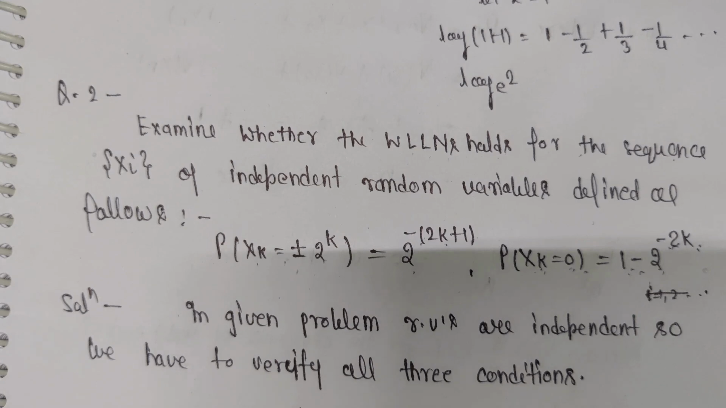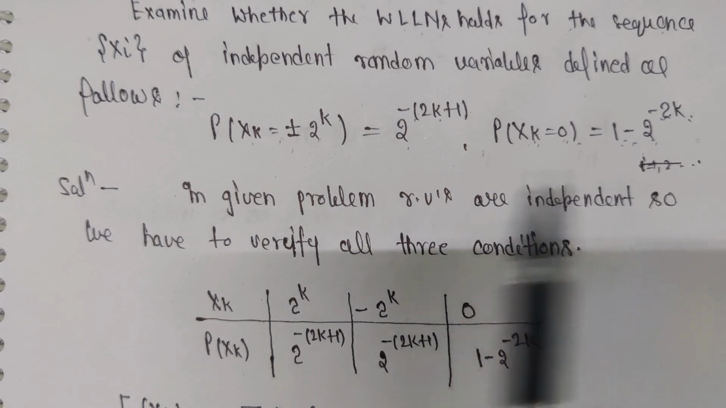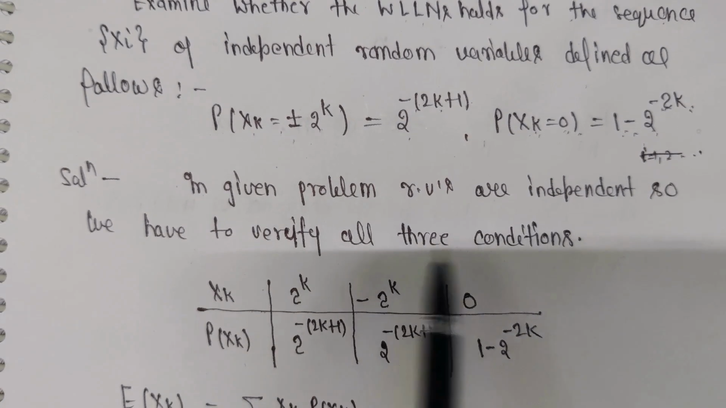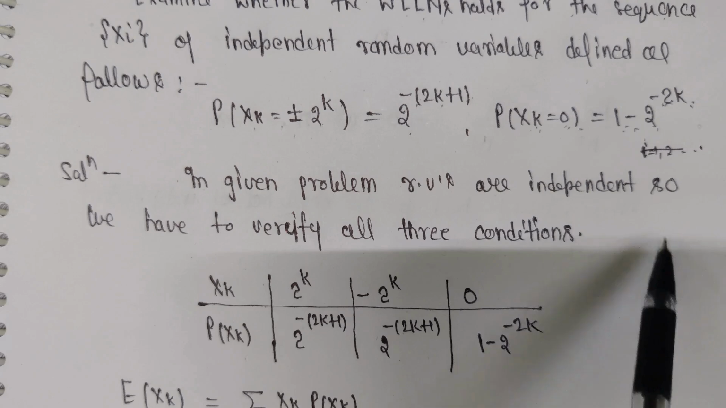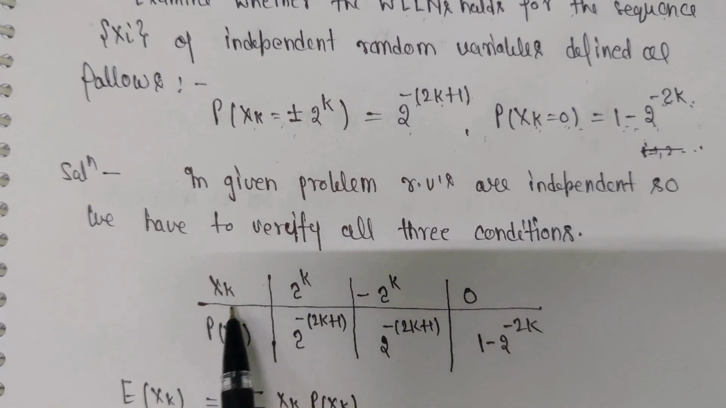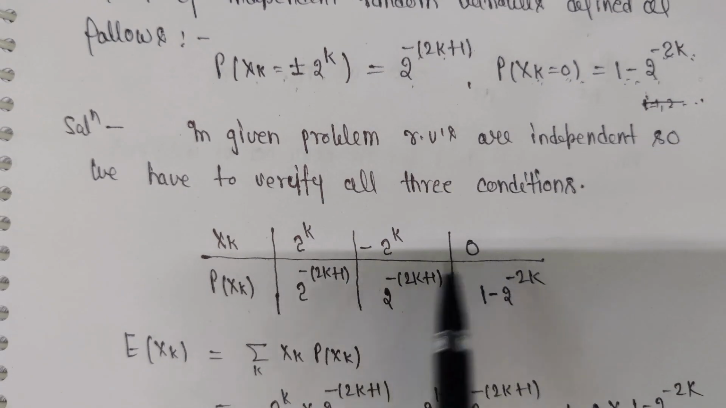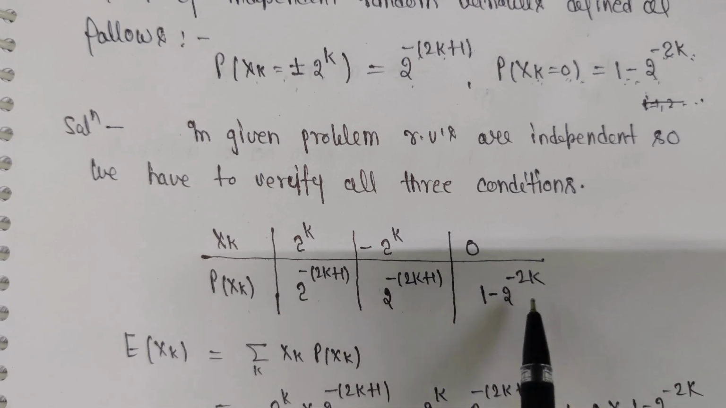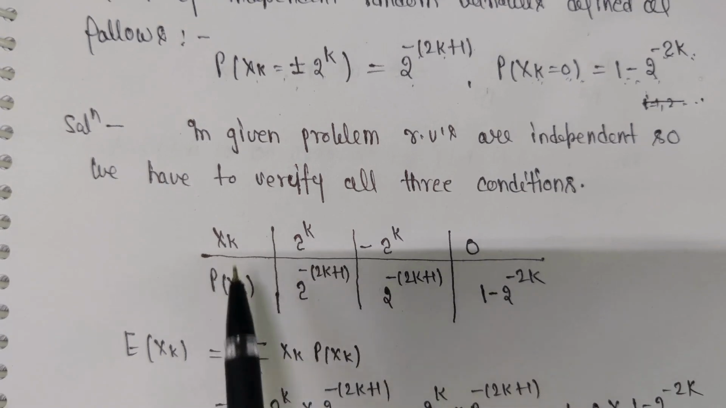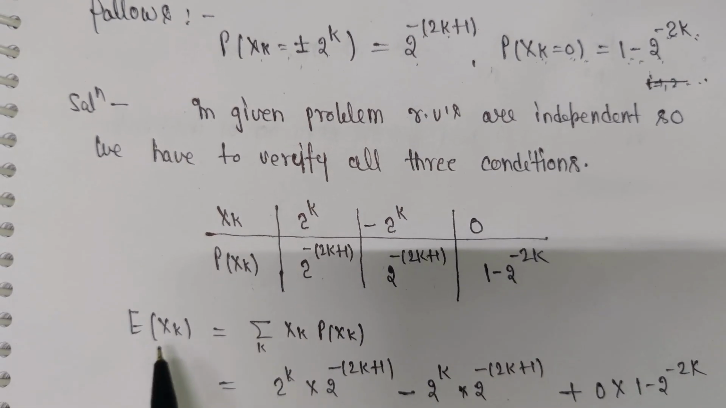So now come to the solution part. In the given problem, random variables are independent, so we have to verify all three conditions for the existence of the weak law of large numbers. In the given problem, we have three values of xk. Now you can write like this: xk is this, and the third value, and similarly the corresponding probability is this one, and the last one. Now, if we have a structure of xk with corresponding pk like this, then you can simply calculate the first condition, the expected value of xk. So simply find out the mean value of xk.